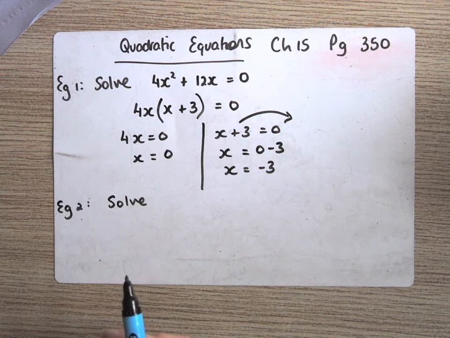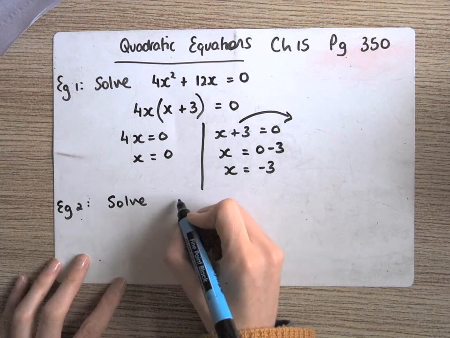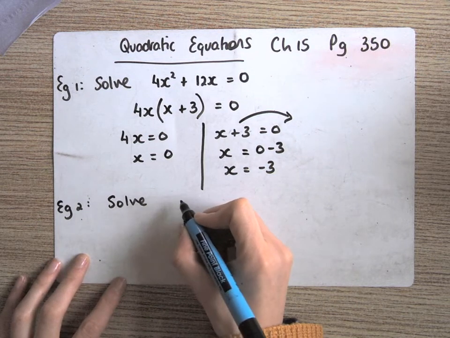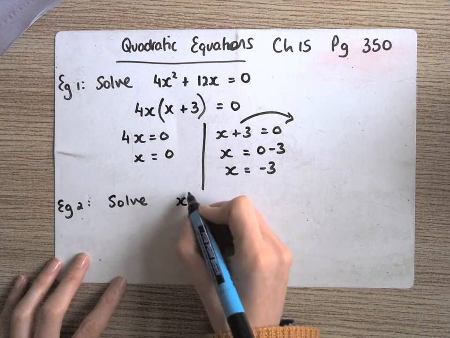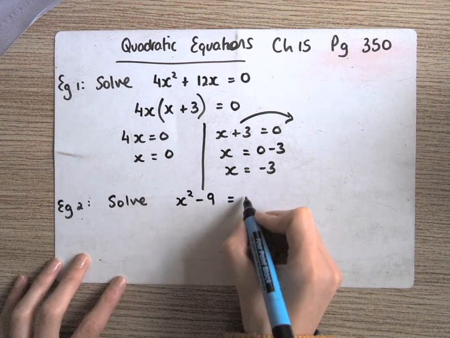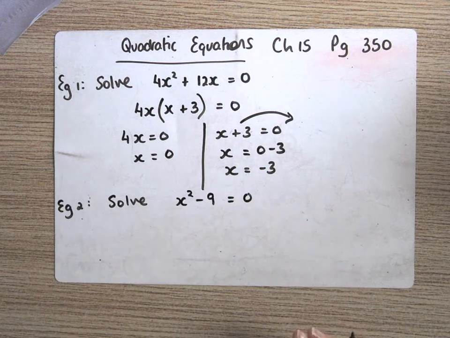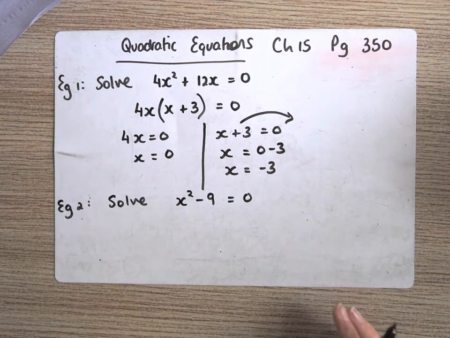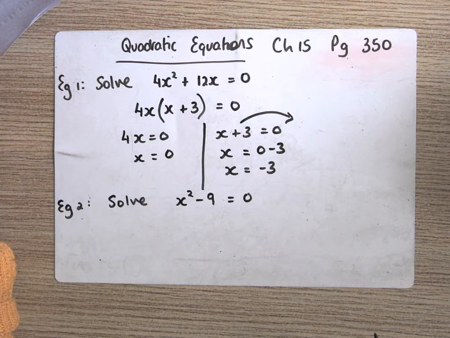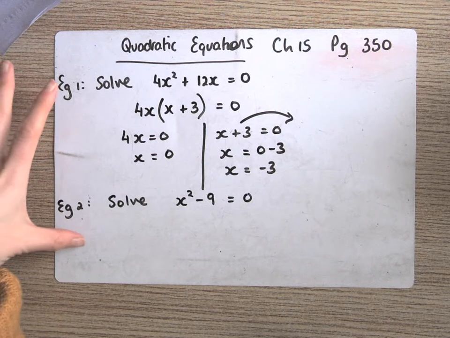Let me do another one and see, does it help? Solve x squared minus 9 equals 0. And if they're not equal to 0, you bring everything to one side to make them equal to 0. But I'll do more of that in a minute. x squared minus 9, what type of factorizing is that? Difference of two squares.